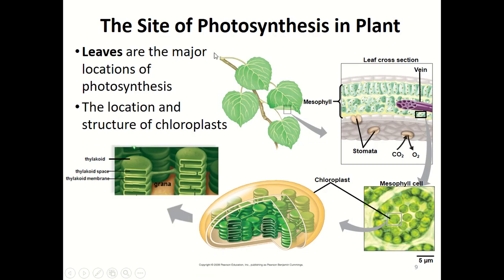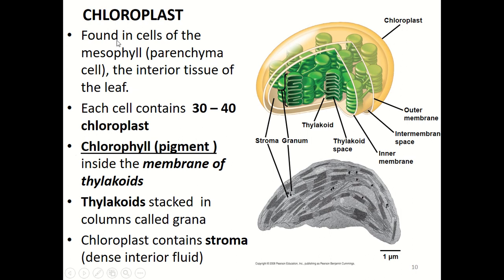Photosynthesis happens in the leaves of plants, of course. The leaves are the major location for photosynthesis, because inside the leaf there are a lot of chloroplasts. So what is a chloroplast? Chloroplasts can be found in the cells of the mesophyll, the interior tissue of the leaf, and each cell contains 30 to 40 chloroplasts.